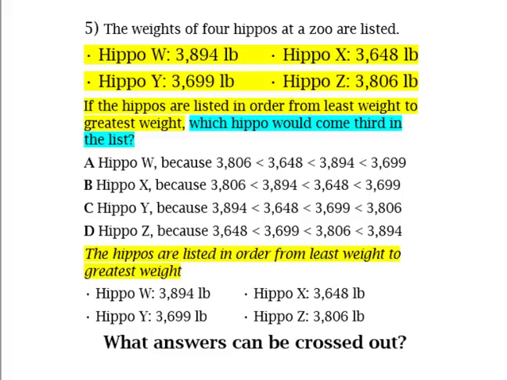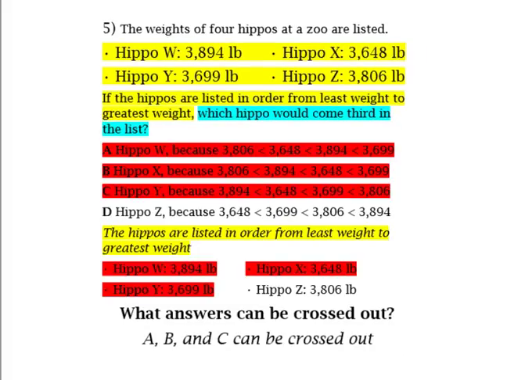Okay? So based on that information, and also making sure that as we're looking at and lining up the answers, we can find out which is third. So that's 1, 2, 3. The first weight, second weight, third weight. What is the correct answer? Or what answer choices can we cross out? If you said we can cross out A, B, and C, you are correct.